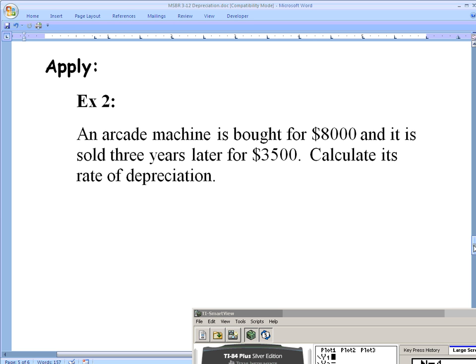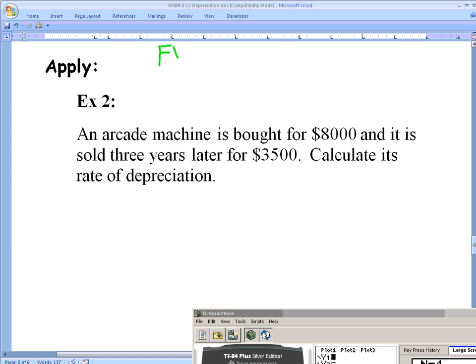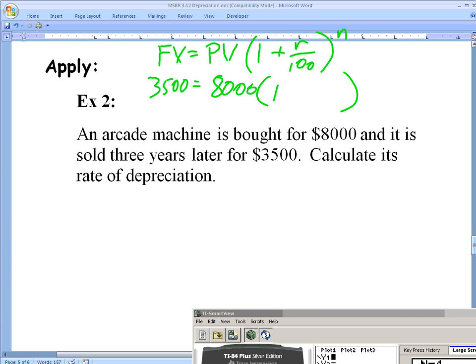So we can set up an equation for this, which would be, again, using our final value equals present value times 1 plus my rate, which always has to be negative, to the number of years, or at least the number of periods. We know that it's eventually worth $3,500. We know that it was bought for $8,000. The question is, what is our rate? That's the thing we don't know. We know it was over 3 years. So you can do algebra here, divide both sides by 8,000, take both sides to the 1/3 power, subtract the 1, multiply by 100, and that would give us our rate.